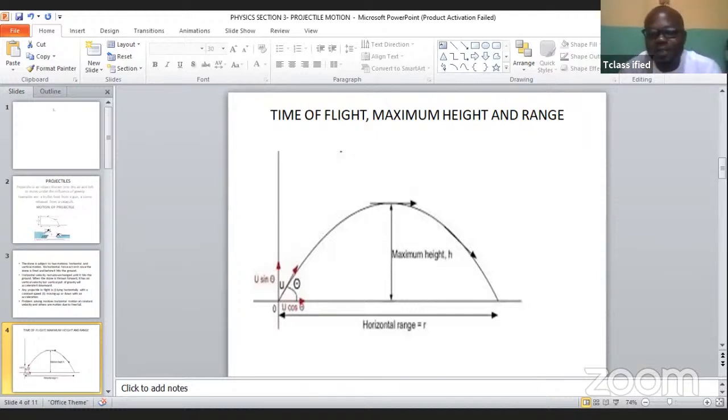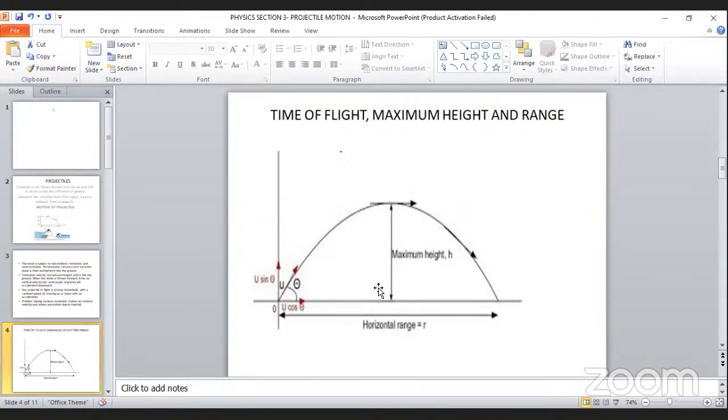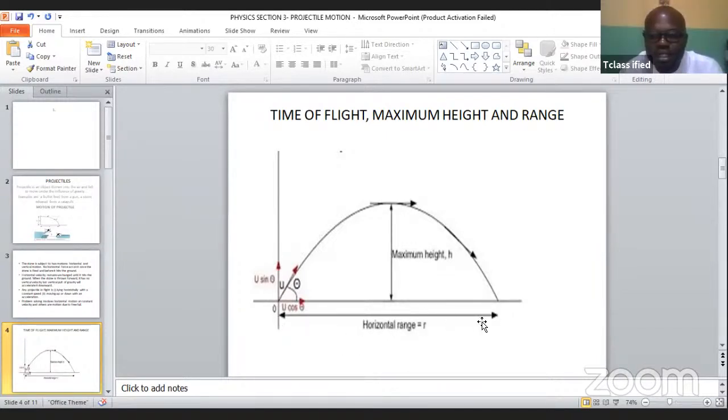Okay, so just looking at the diagram in front of us, you can see all those quantities that you need. Number one is the horizontal range. This is the horizontal range. This is the maximum height. Apart from the horizontal range and maximum height, we have what we call time of flight, which is the total time from point zero as it climbs and gets down to this point. But there's also the time to get to the maximum height, which is the time from here to here.